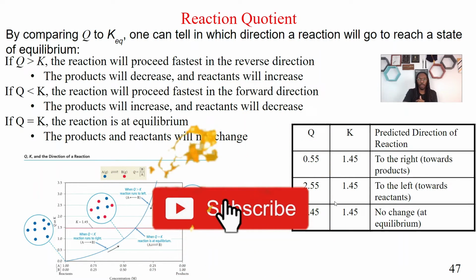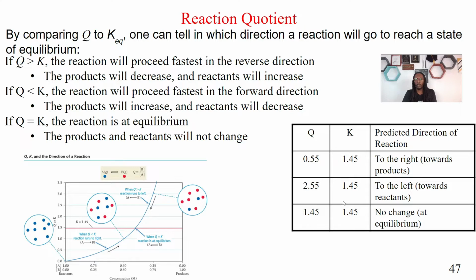At this point, I've got the big graph over here that will show what's happening. But at this point, our Q is equal to our K, at 1.45, and we've reached equilibrium. There's no change occurring, so our products and reactants will not change. But let's say after that point we continue to go up. Now we reach a point where my Q is actually bigger than my K, with Q being 2.55 and my K being 1.45.